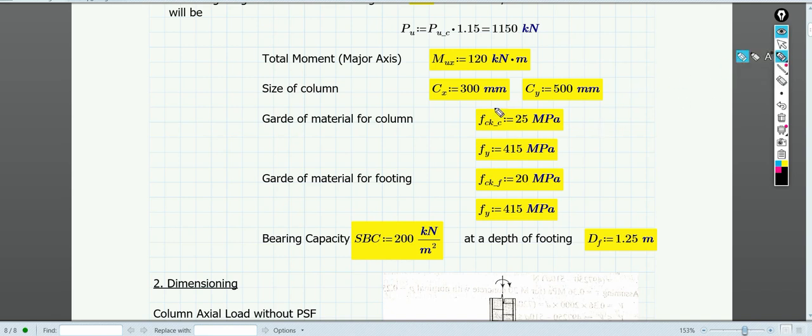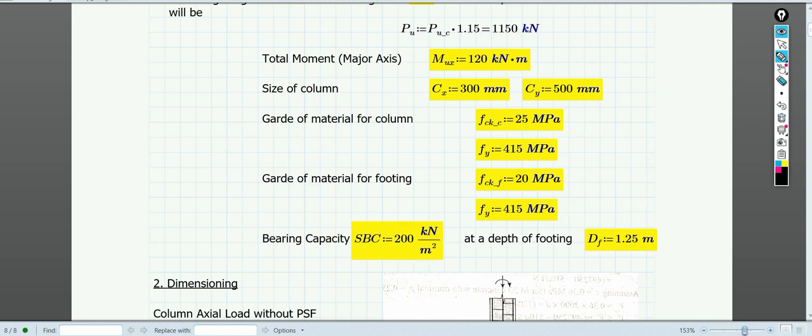Then the materials are different for both column and footing. So for the column fck is M25, fy is 415, and for footing it is M20 and Fe 415. And the safe bearing capacity, which is 200 kN per meter square, at the depth of the footing is given as 1.25 meters.